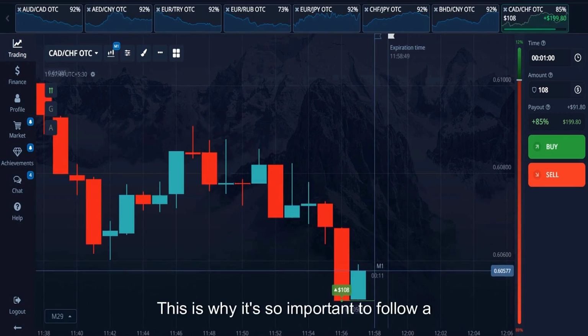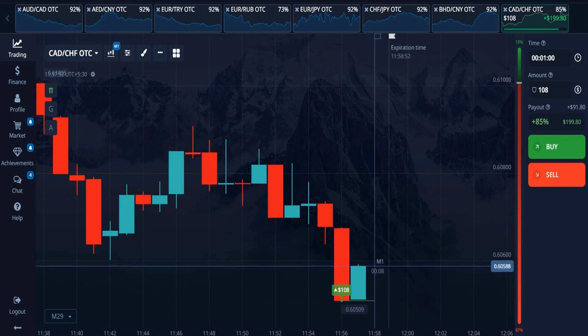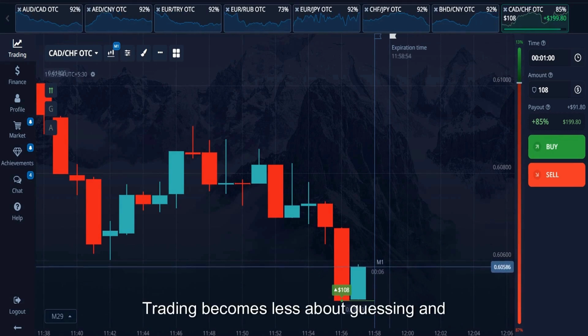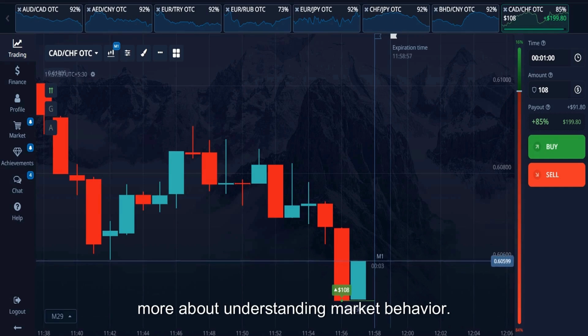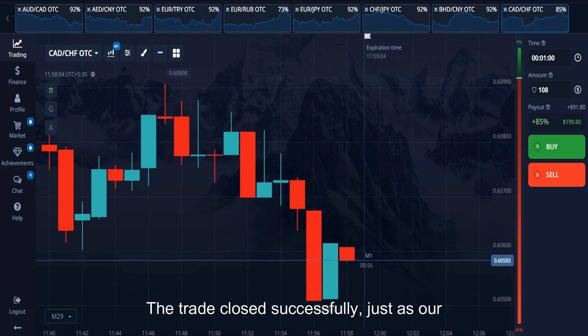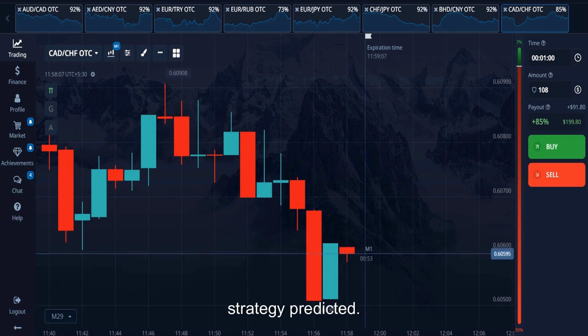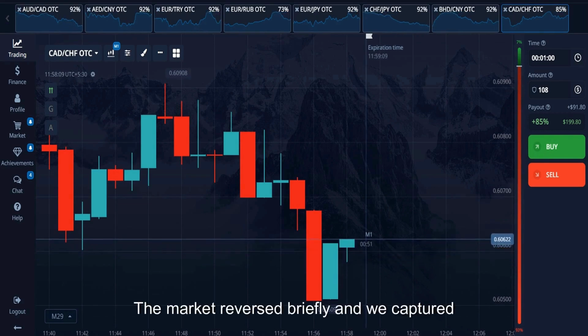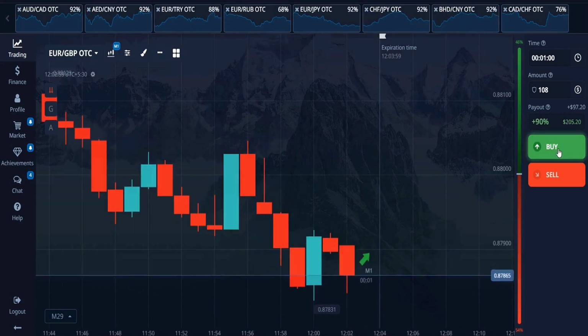This is why it's so important to follow a structured plan. Trading becomes less about guessing and more about understanding market behavior. And there you have it. The trade closed successfully, just as our strategy predicted.